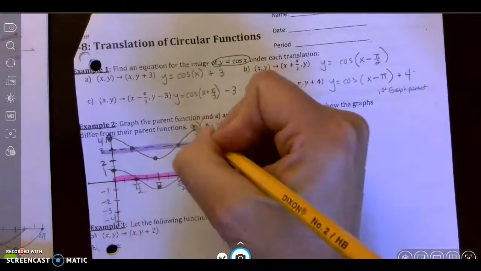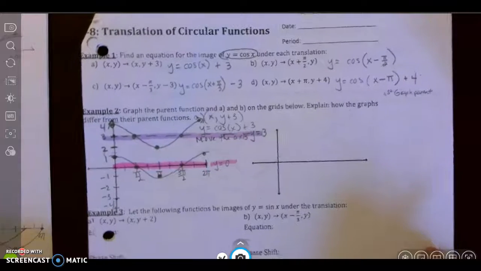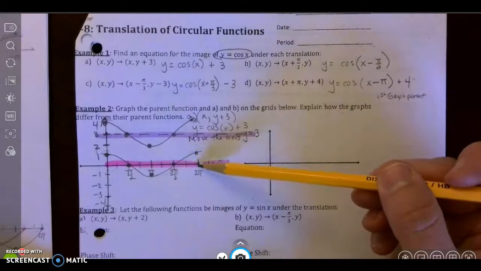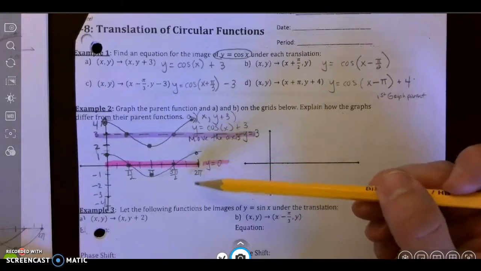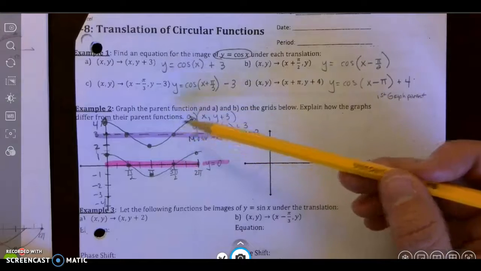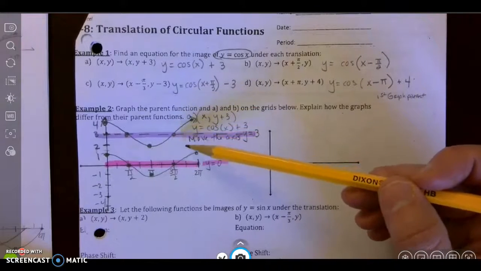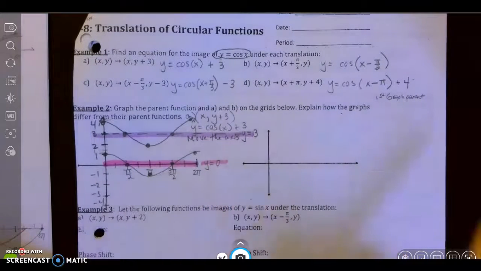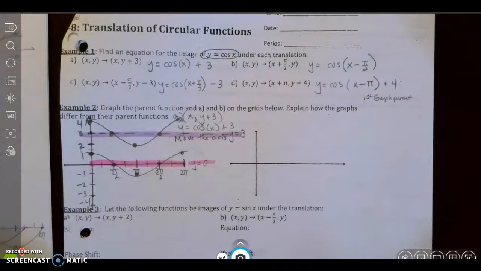So there is my new translated function that has been moved up 3, and I simply did it by moving the axis. And notice, on the parent, it's 1 above, 1 below. On the translated function, it's still 1 above, 1 below, but the axis had to move. It moved up to y equals 3. Now that was for moving or translating a function just on the y. Let's look at when we translate on the x.